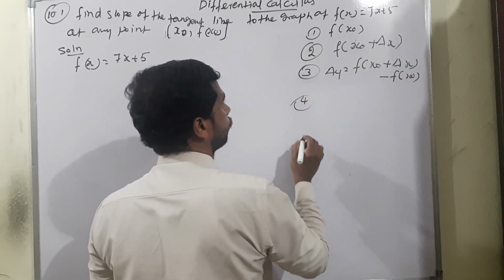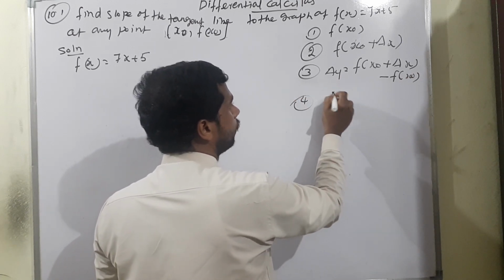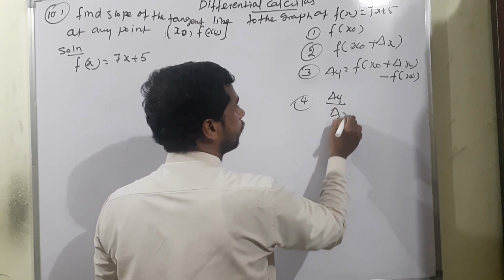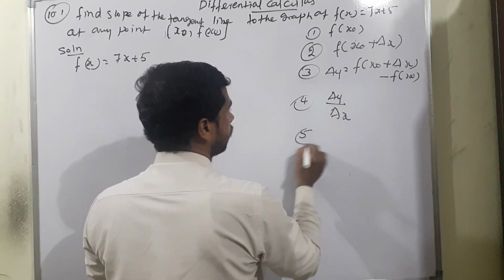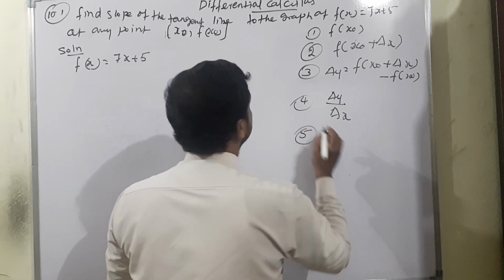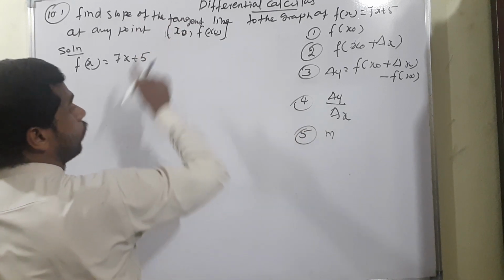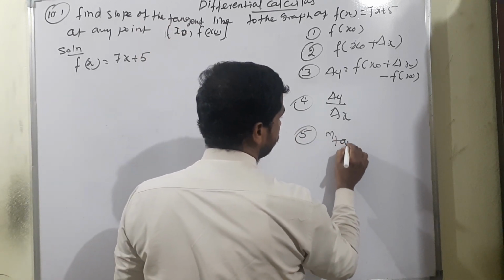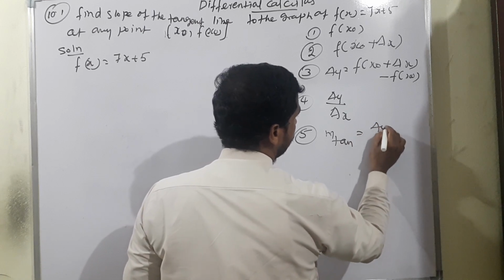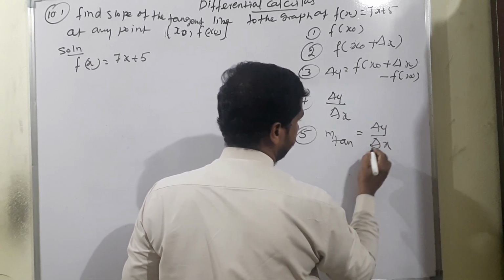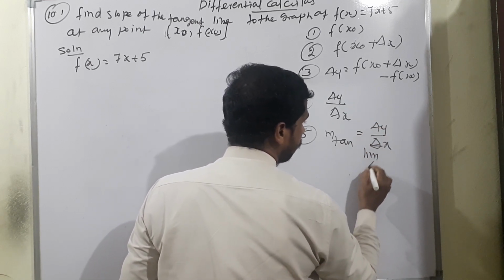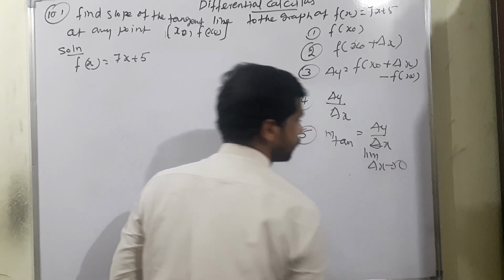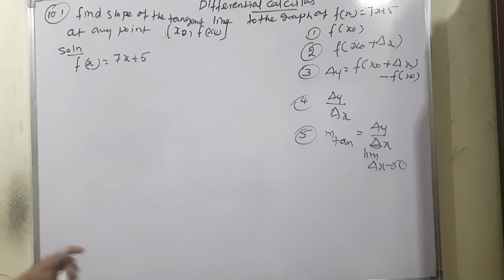Then condition number 4: after getting the del y value, we can apply change of y divided by change of x. Then the last step, we apply the slope, because we also have to find the slope of the tangent. So m tangent is equal to del y divided by del x, where the limit is considered for del x tends to 0. Okay, so listen one by one.